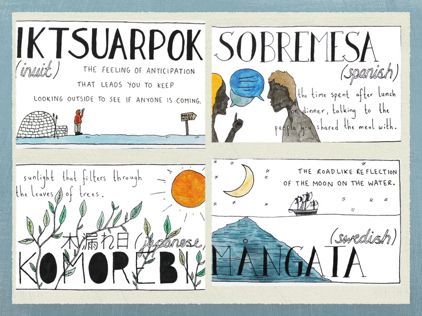You can see down bottom left in Japanese, the sunlight that filters through the leaves of trees. I get this one. This is something that I have always thought about, and even as a young child, I made up my own word for it, and my mom thought I was completely nonsense. In Swedish, the road-like reflection of the moon on the water. Our culture, at least in our Cincinnati homes, most of us do not spend a good amount of time on the water to experience that, especially at night.